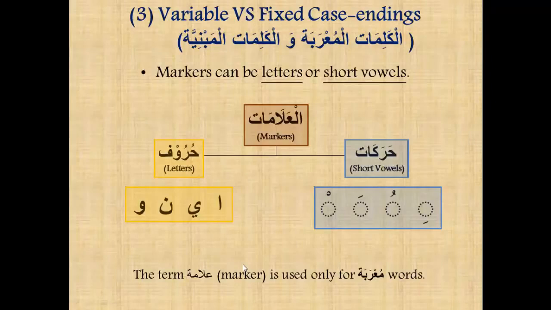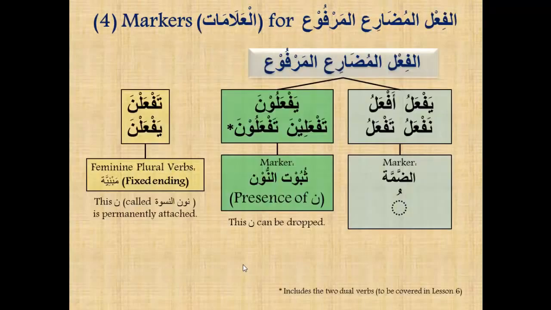So we are now ready to formally tackle case endings. Here are the case ending markers, the alamat, for al-fi'l al-mudari' al-marfu', which we've covered in the last lesson. Now, the present tense can actually be broken down into three groups. The first group, taf'alna and yaf'alna. These are the verbs for hunna and antunna, the feminine plural verbs. Like I mentioned previously, these are mabniya, they are fixed, which means we don't distinguish between marfu', mansub, or majzum, because in all cases, in all conditions, in all contexts, these are going to be the same.